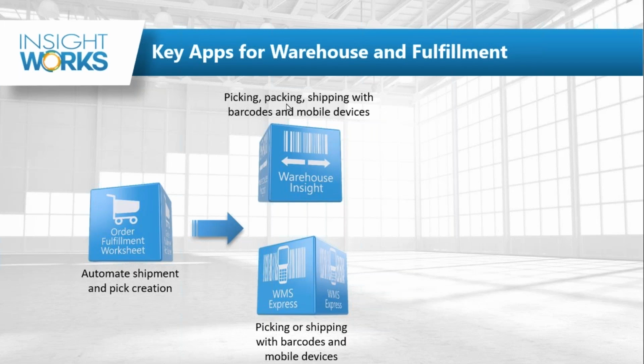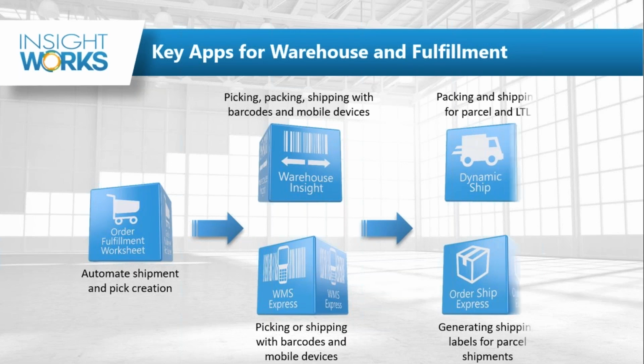If you're building up pallets for LTL, you can use your handheld devices to do all that packaging and everything else if you have Warehouse Insight. Or if you want to just do your packaging within Dynamic Ship, you can do that as well. But once we pick the product, using one of those solutions or just a piece of paper, we send that out to one of the shipping options.